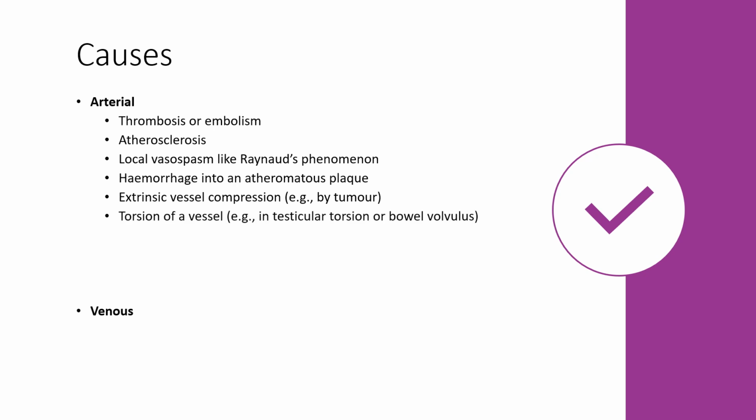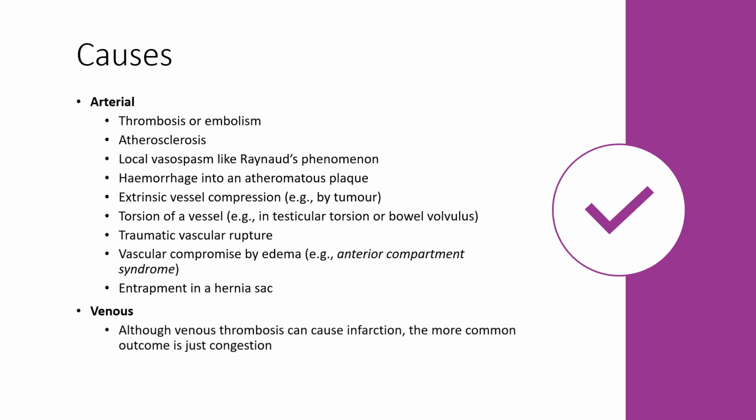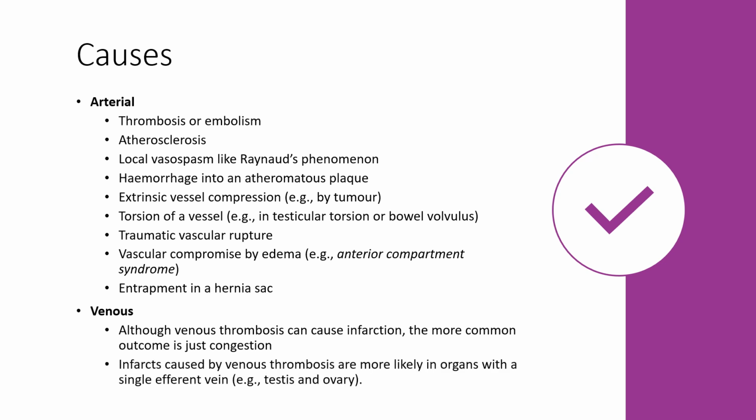Torsion of a vessel like in testicular torsion or volvulus, traumatic vascular rupture, vascular compromise by edema like in anterior compartment syndrome, entrapment of a vessel or entrapment of a bowel in a hernial sac. It can lead to infarction because of compression of the arterial supply. Venous thrombosis can cause infarction, but more commonly when the venous obstruction is there, it leads to congestion. Infarcts caused by venous thrombosis are usually seen in organs with a single efferent vein, like the testis and the ovary.